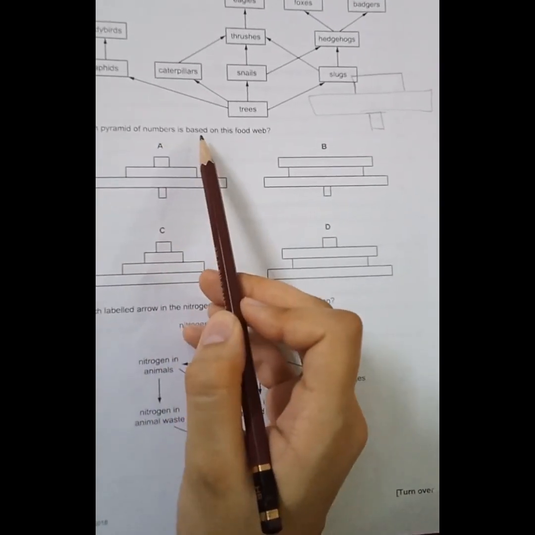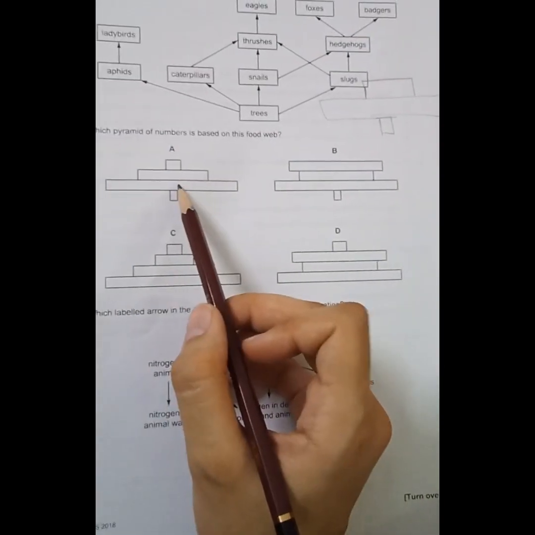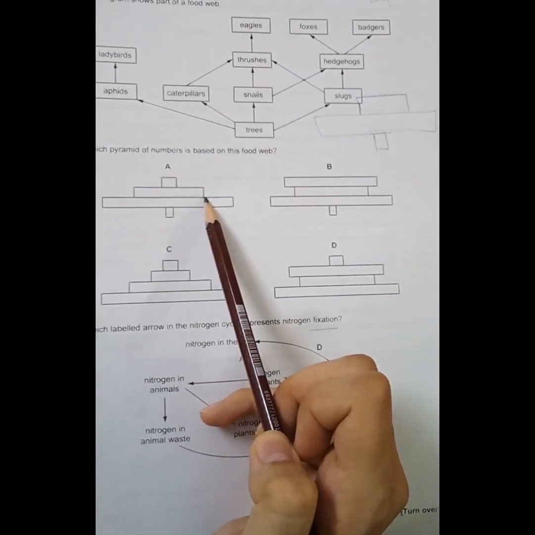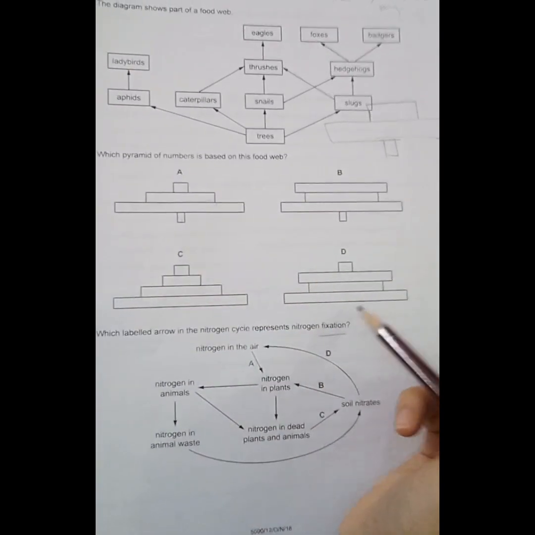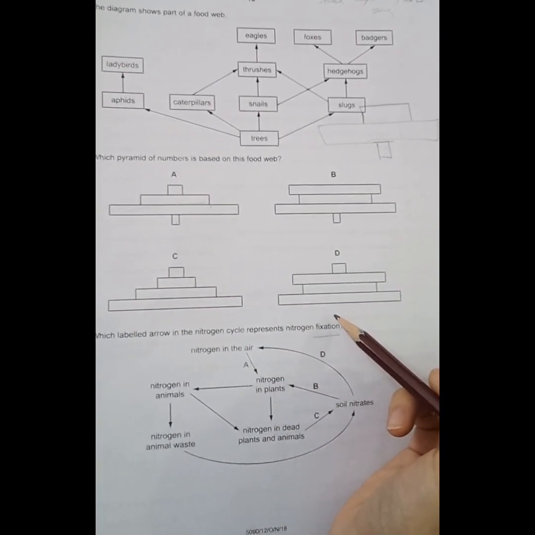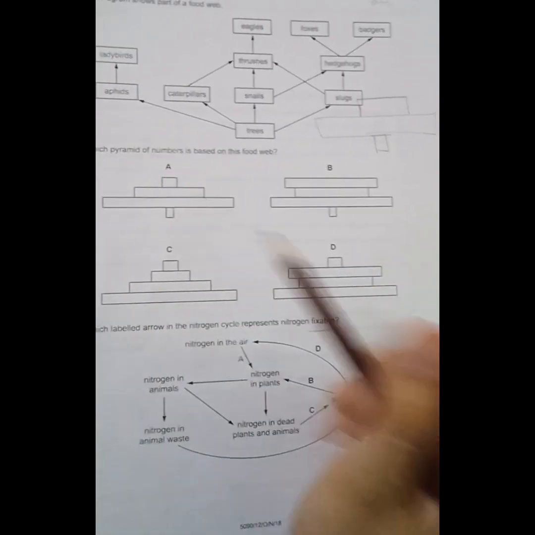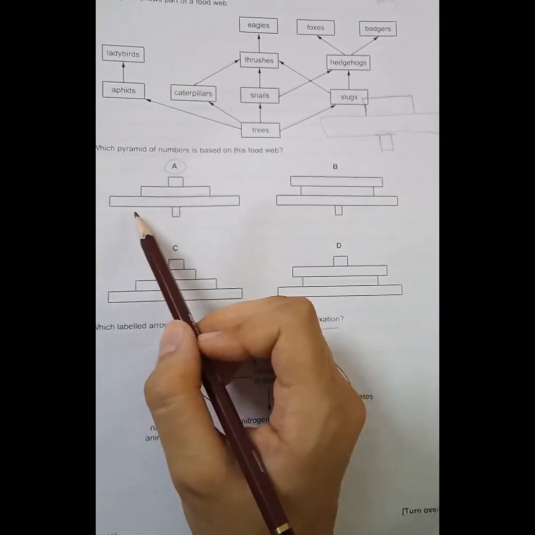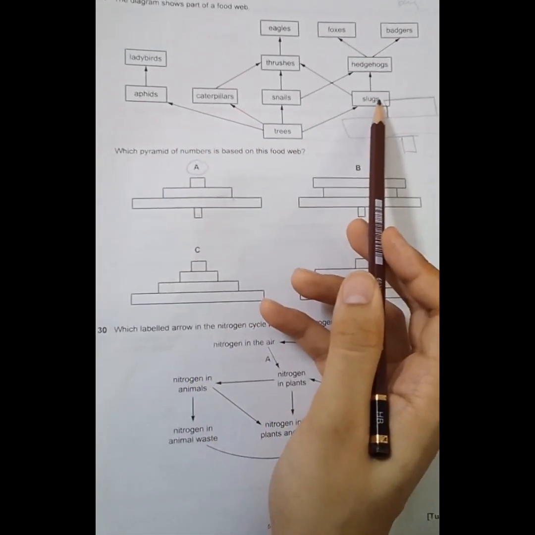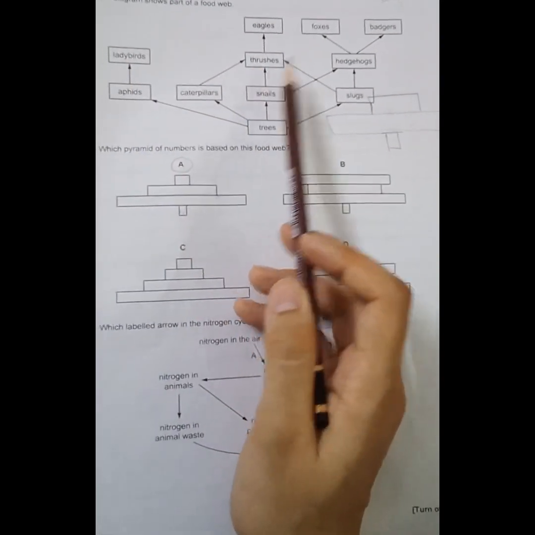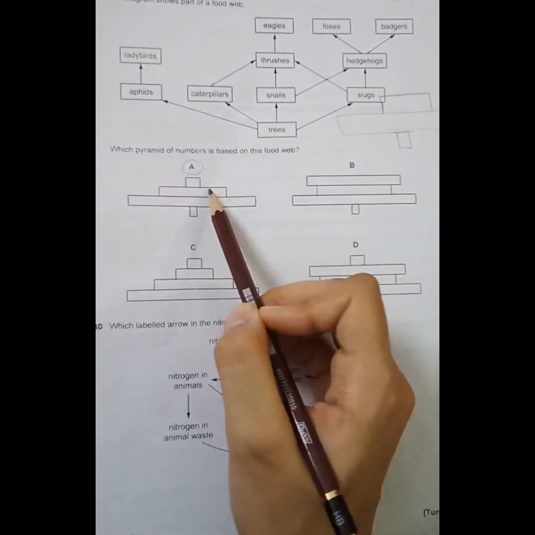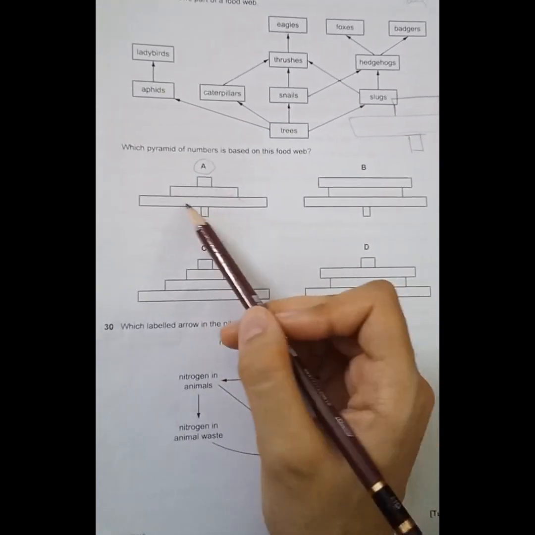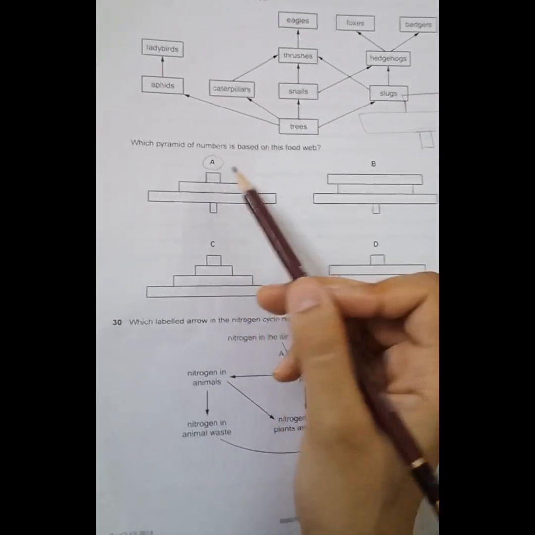Which pyramid of numbers is based on this food web? So there's going to be a single tree, and then there are going to be many aphids, caterpillars and all, then there are going to be ladybugs. So as far as I think, it's going to be A. Reason being, it's going to be one tree and that can fulfill the energy requirements of many aphids, caterpillars, snails, and slugs because they're smaller in size, and then come thrushes and hedgehogs, which are relatively larger in size. So fewer hedgehogs and thrushes have to feed on a greater number of these to fulfill their energy requirement, and then again even fewer go on.